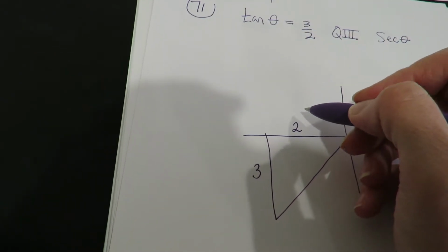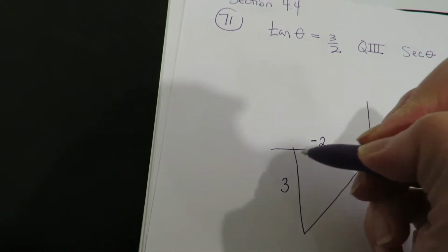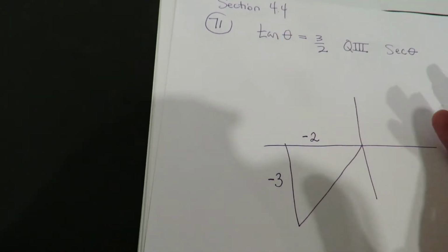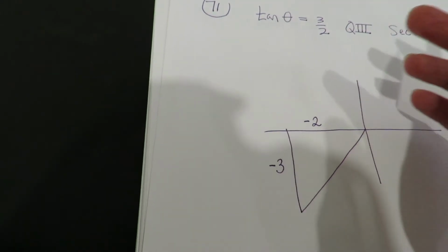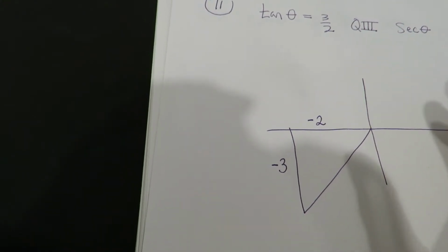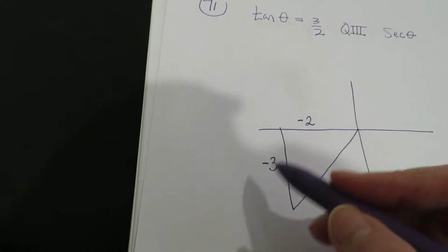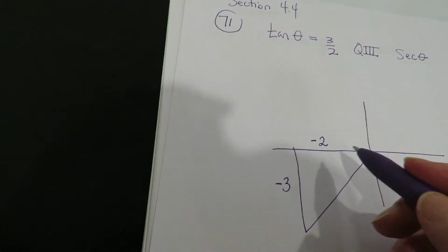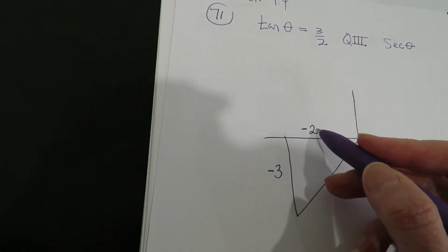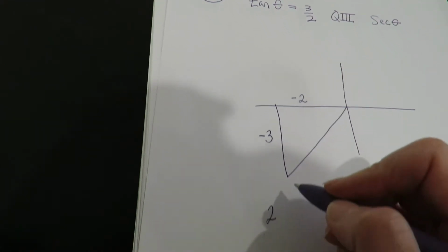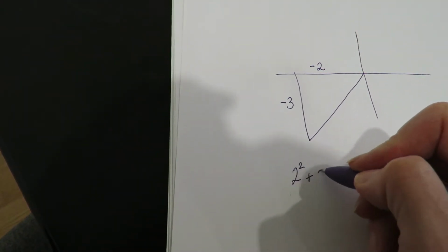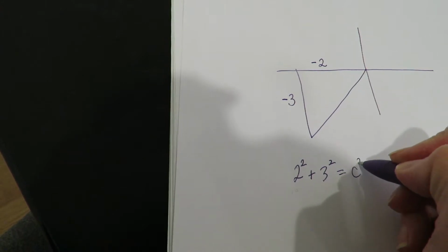If you're the type that likes to put the signs, you would say that you're on the negative part of the x and the negative part of the y. It's just up to you because it's the double negative that's making the positive. It's up to you if you use that. If not, don't worry about it. Just keep it as 2 and 3. Alright, now if we use the Pythagorean theorem, it's 2 squared plus 3 squared equals your hypotenuse squared.